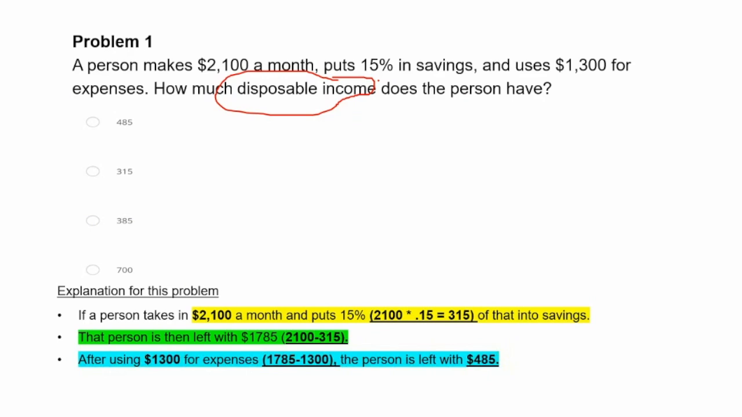$1,785 is remaining, we're going to subtract the expenses of $1,300. When we subtract those two numbers, we get $485. So now we know that $485 is what is left for disposable income. So looking at our answer choices, we can eliminate some possibilities. We know that $700 is not correct, $385 is not correct, $315 is not correct, which leaves us with $485.